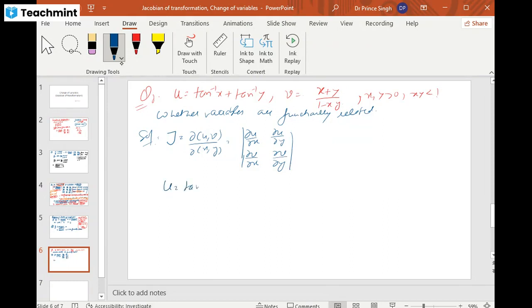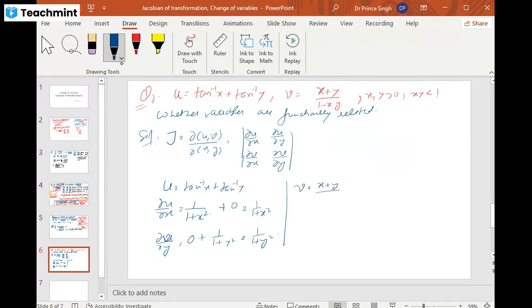u is equal to tan inverse x plus tan inverse y. So what is curly u upon curly x? When we differentiate with respect to x, then y is constant, so the derivative of tan inverse y is 0. But the derivative of tan inverse x is 1 upon 1 plus x square. What about the derivative of u with respect to y? This is 0 plus 1 upon 1 plus y square, because the derivative of tan inverse y is 1 upon 1 plus y square. Now we are going to calculate the derivative of v with respect to x and y.